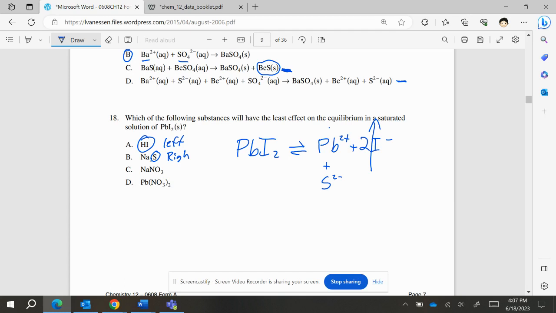Okay, I'm going to skip over C for a second, but if we added PbNO3, NO3 is just soluble with everything, so Pb would increase this concentration right here and make it shift to the left. But Na is soluble with everything, NO3 is soluble with everything, it's not going to form precipitate, and so this would have no effect on this reaction right here.